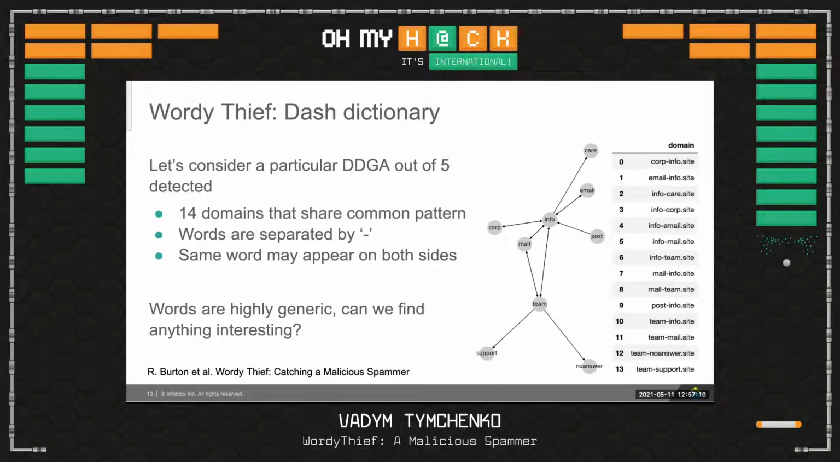Let's consider another dictionary DGA. This dictionary DGA is one of 5 that we observed in a Wordy Thief malspam actor. And this specific sample contains 14 domains that seem to belong to the very same DGA. We see that every domain consists of 2 words, and these words are separated by a dash. The very same word might be found at the beginning and the end of the domain. So an interesting property of this DGA is that it uses highly generic words. Can we find anything interesting in association with it?